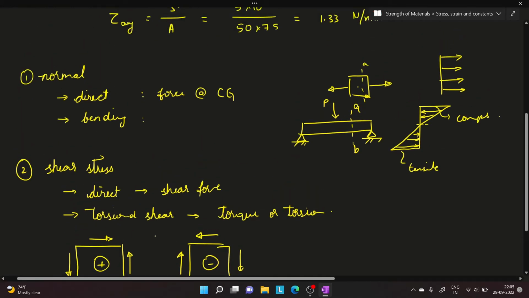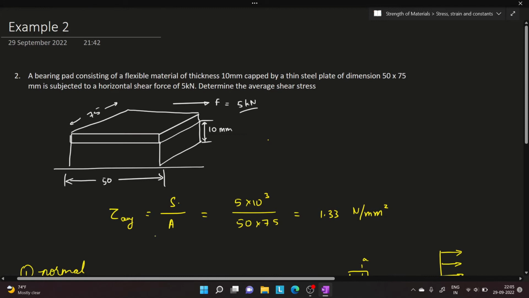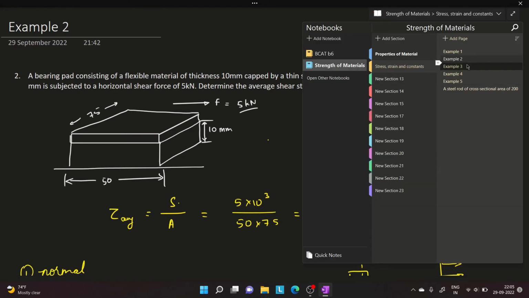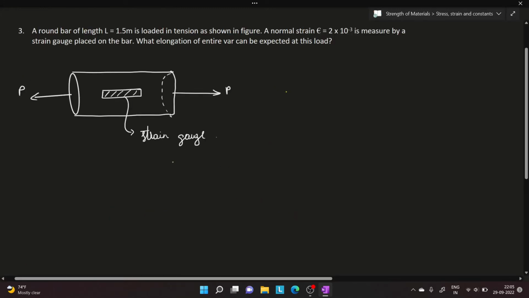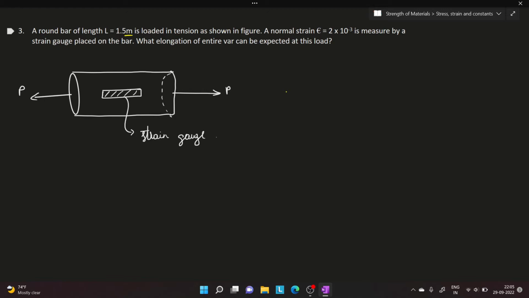Alright, with all of this knowledge, let me move to the next question. A round bar of length 1.5 meter is loaded in tension as shown in the figure. The normal strain of 2 into 10 to the power of minus 3 is measured by a strain gauge. What elongation of the entire bar can be expected at this load? A very straightforward question.